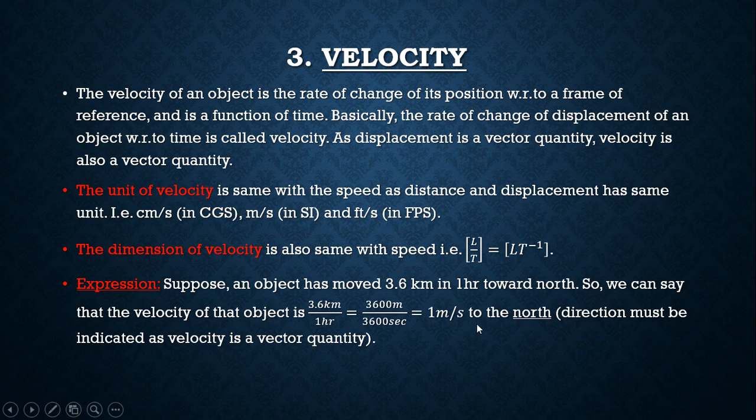In the case of speed, we have no need to mention the direction, that is, to the north, but in velocity it is mandatory to mention the direction, as velocity is a vector quantity.